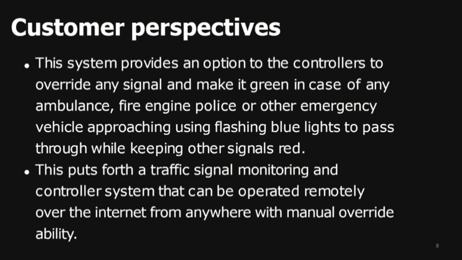In case of any emergency vehicle such as a fire engine, police, or ambulance stuck in a traffic jam, the system provides an option for the controllers to override any signal using flashing blue lights to pass through the signals, whereas others wait at the signal for green. This puts forth a traffic signal monitoring and control system that can be operated remotely over the internet, using cameras, recorders, etc., from anywhere with manual override ability.